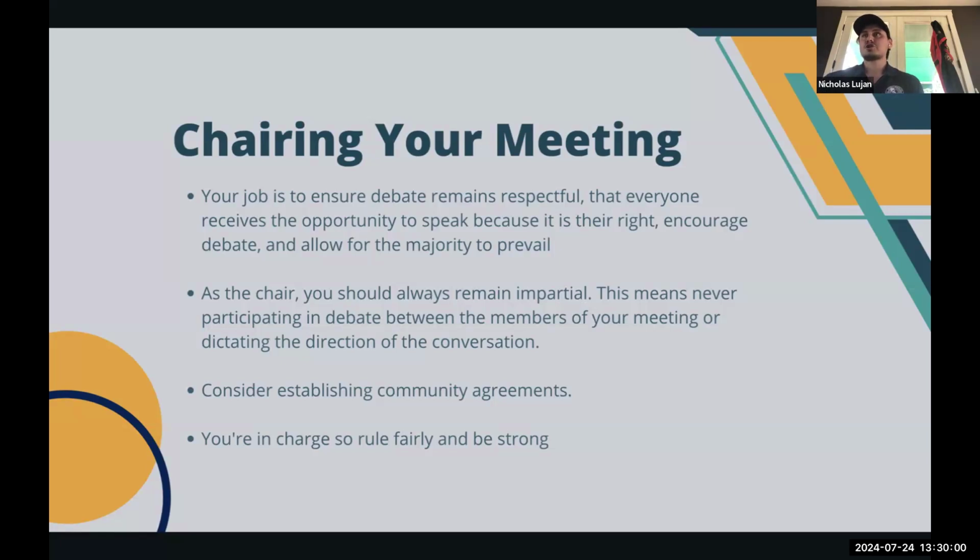And as a chair, you should always remain impartial. You should be non-biased, and you should maintain order. And consider establishing community agreements. When you're in charge, you need to rule fairly and be strong in that. Don't have any leniency with breaking Brown Act or Robert's Rules, because this is how we conduct democratic business efficiently. Next slide, please.